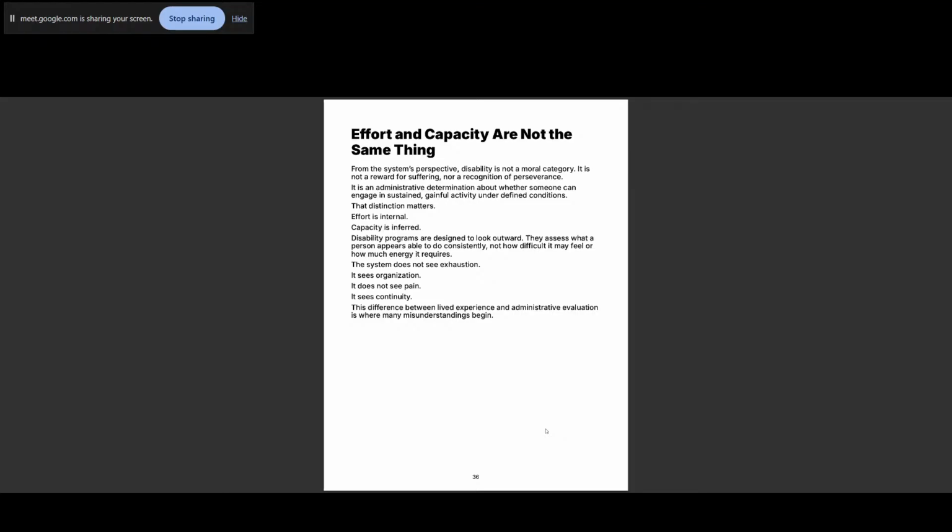Disability programs are designed to look outward. They assess what a person appears able to do consistently, not how difficult it may feel or how much energy it requires. The system does not see exhaustion, it sees organization. It does not see pain, it sees continuity. The difference between lived experience and administrative evaluation is where many misunderstandings begin.